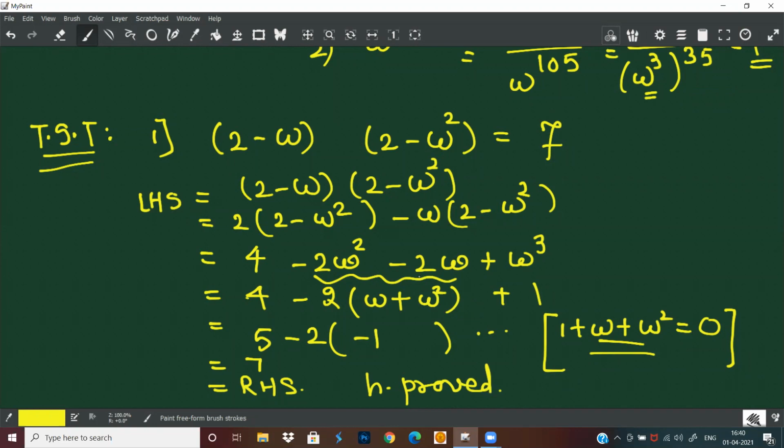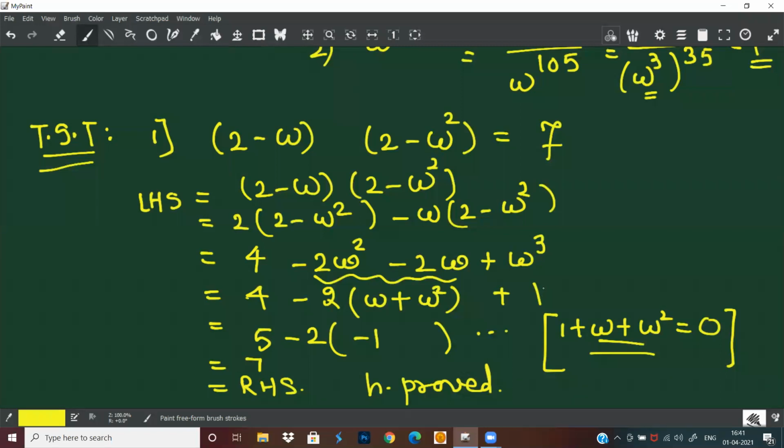I copied the left hand side, 2 minus omega into 2 minus omega square. Then it is 2 into second bracket minus omega into second bracket. Then multiply. 2 into 2 is 4. This into this is minus 2 omega square. This into this is minus 2 omega. Minus into minus plus omega into omega square is omega cube. Now we have only two things in hand. Omega cube is 1 and 1 plus omega square is 0.